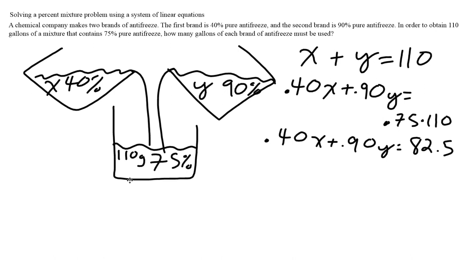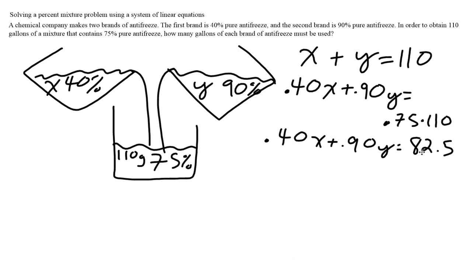So equation 1 is X plus Y equals 110. Equation 2 is 0.40X plus 0.90Y equals 82.5. Now we need to solve these two equations. You can either use elimination or substitution. I like elimination better, so I'm going to use elimination.